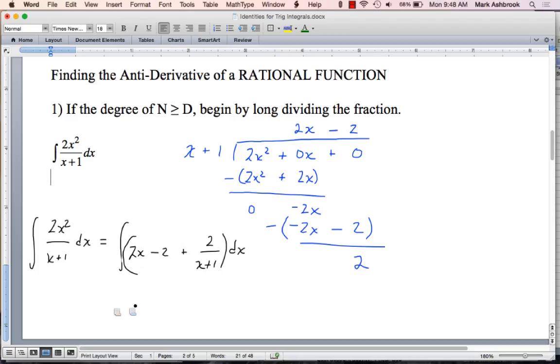And now this is doable, right? Easy. X squared minus the antiderivative, minus 2x. And then what's the antiderivative of 2 over x plus 1? Should be easy also. 2 times natural log, you should be thinking. X plus 1 plus C.